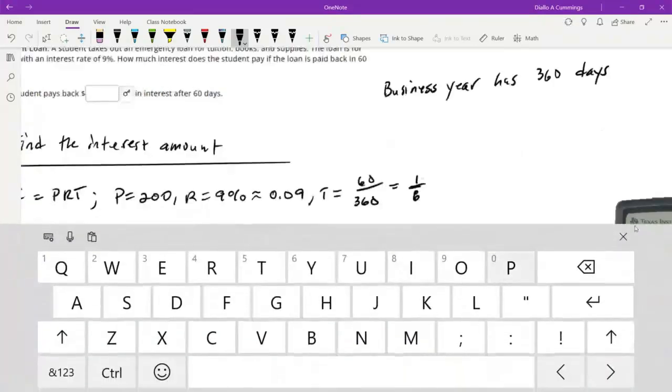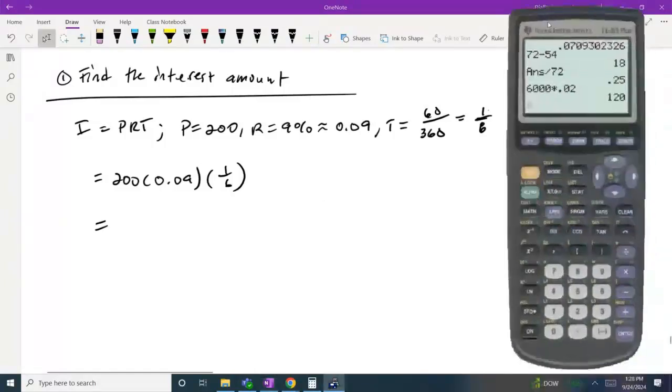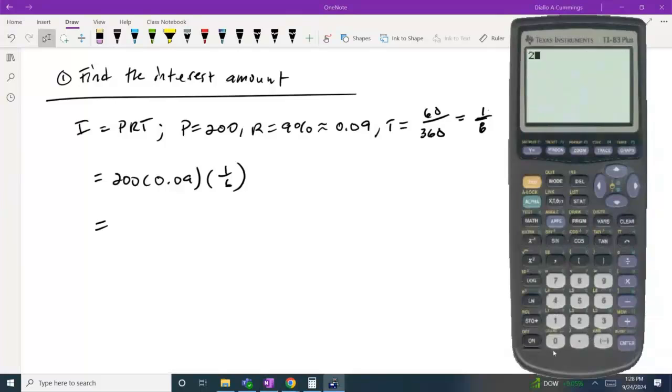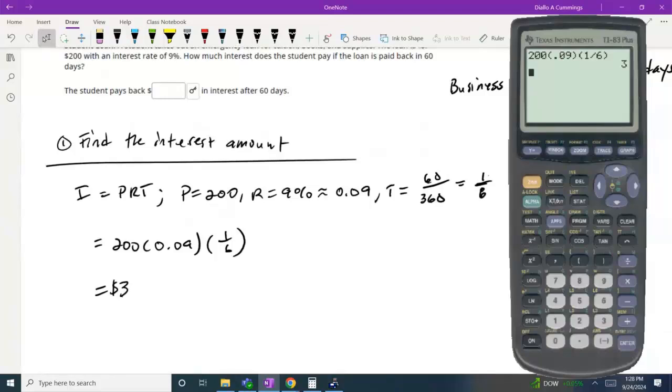So in my calculator, I'm just going to put all of that in. So this is 200 times 0.09 times 1/6, and you should get $3. So at the end of 60 days, the interest due on that $200 is going to be $3.